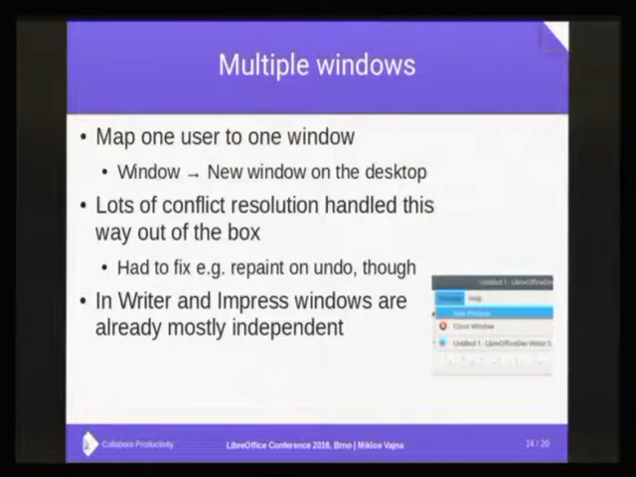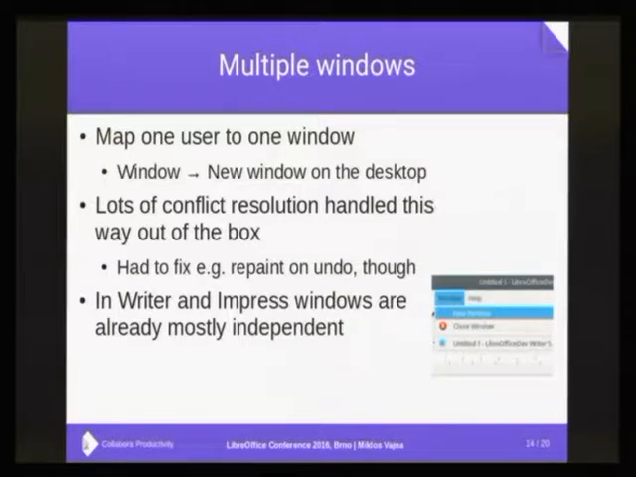The good news is that in Writer and Impress, the windows are mostly independent, so they already work mostly the way we want for collaborative editing purposes. In Writer, you can easily type in parallel in multiple windows, and so on. In Calc, the situation is more complicated. You can't really type in parallel in two cells, for example.